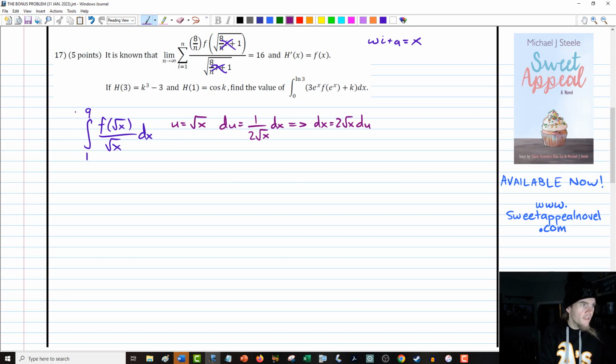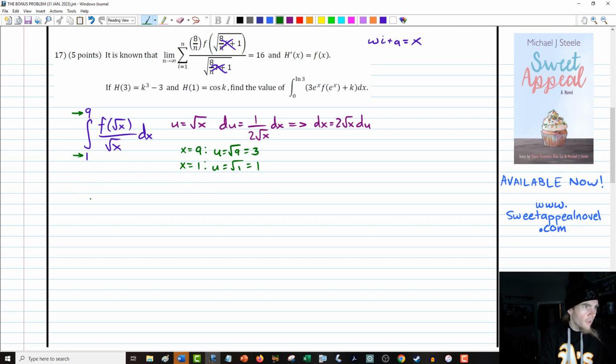Now, in addition to that, this is a definite integral, so I am definitely going to change the limits of integration as well. We have x equals 9. But if x is 9, u is going to be the square root of 9, also known as 3. And likewise, if x is 1, u is going to be the square root of 1, which is equal to 1. So the lower limit of integration actually won't change in this new system.